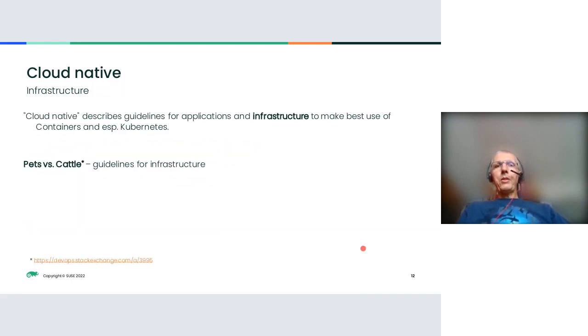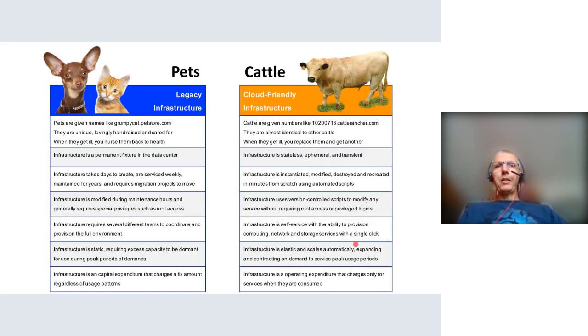The other part of cloud native that is interesting for us in this context is infrastructure. And for the infrastructure part, I most like the pets versus cattle analogy. And I've, for your reference, included here the link, which has some more nice analogies. But this is what pets versus cattle is. I won't go through all of this. It's for your reference here.